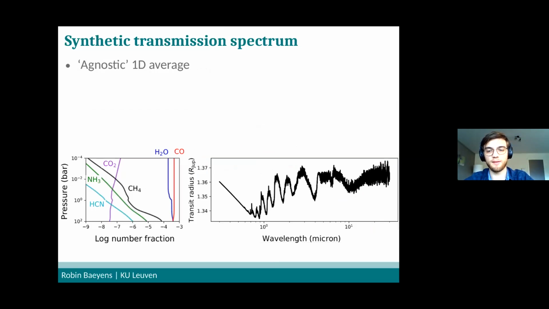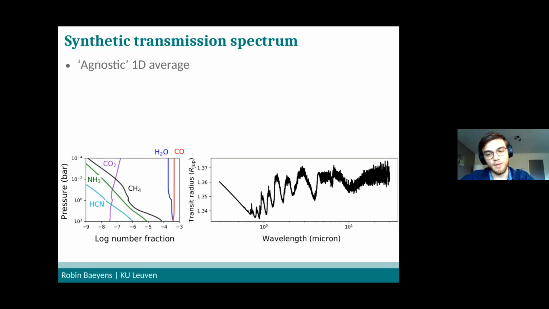And then we can actually plot the transmission spectrum for a hierarchy of different model complexities, as I will show here. You can first start with the simplest case, which is an agnostic one-dimensional average. So you just take the average temperature of the planet. You can model a one-dimensional spectrum for that with equilibrium chemistry. Then the chemistry will look like this, and then the spectrum will look like this.